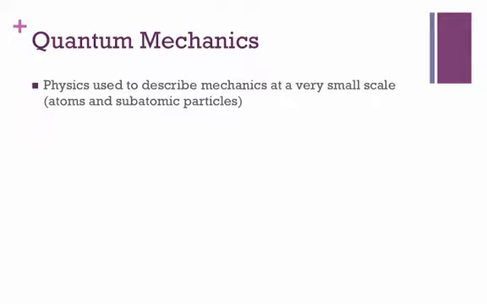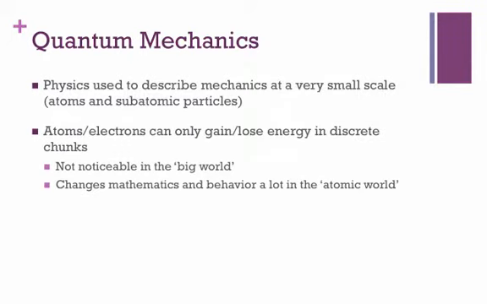And quantum mechanics is basically the physics used to describe the mechanics. If you guys remember from last year, mechanics is like a ball rolling off a table. But it's used to describe mechanics at a very small scale, things like atoms and subatomic particles. And what scientists have realized over the years is that their behavior, atoms and subatomic particles, is dramatically different than the behavior of a large-scale thing, like, for example, a ball rolling off a table. Because, as we just talked about, atoms can only gain or lose energy in discrete chunks, they behave differently.